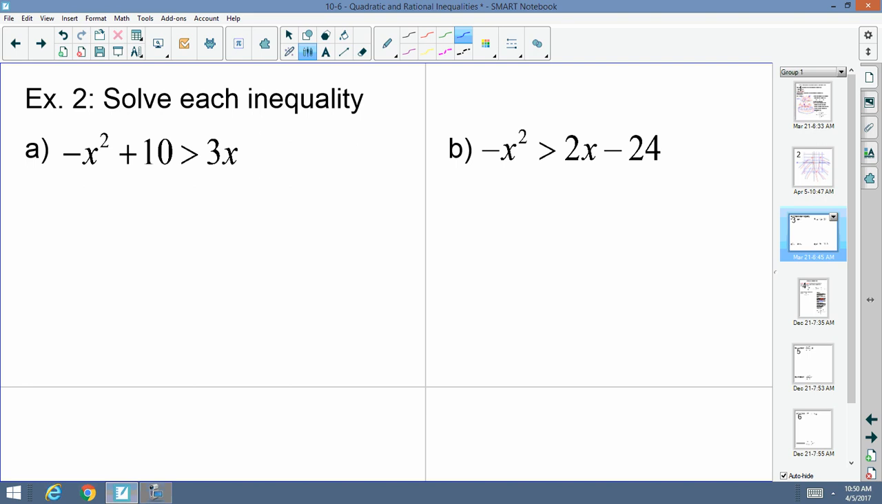If it's greater than or equal to, or less than or equal to, solid line. If it's greater than or less than, dashed line. And then where do I shade? You do it algebraically. But for us, we're just going to do it algebraically.